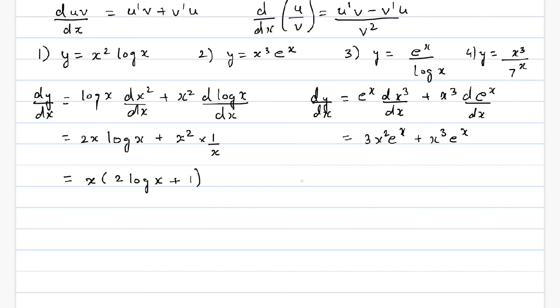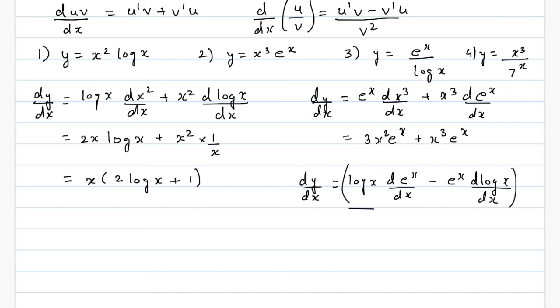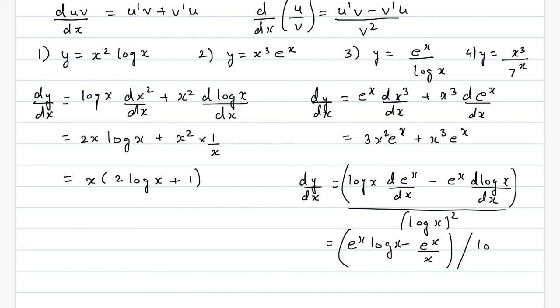For the third one, our dy by dx should be, this is u by v, so first we differentiate our u, that will be e raised to x, keeping v constant. So we'll get log x, differentiation of e raised to x with respect to x, minus, we'll differentiate our v and keep u constant. So e raised to x constant, differentiation of log x with respect to x, and then we divide the whole by v square, so we get log x the whole square. So finally we'll get e raised to x log x minus e raised to x 1 by x, whole divided by log x whole square.